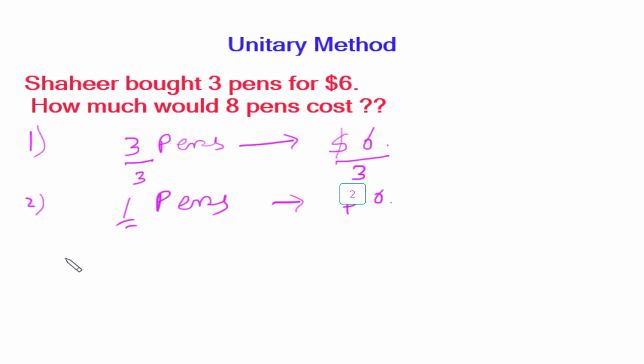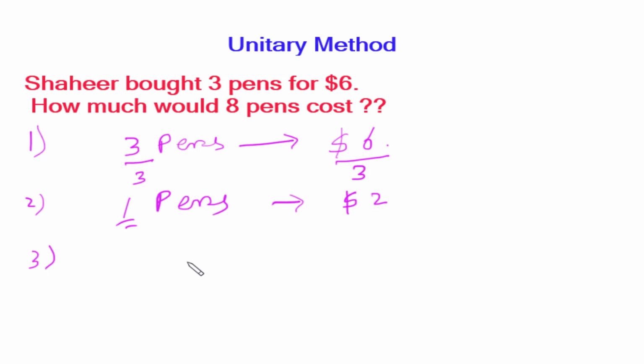Now the third step is that we have to scale up or down. Once we know the value of one unit, you can easily scale it up or down to find the value of multiple units. If you are given the value of one unit and asked about 5 units, simply multiply the value of one unit by 5 to find the value of 5 units. As in this case, we know that the cost of one pen is $2. We can scale it up to find the cost of 8 pens. To do this, we multiply the cost of one pen by the number of pens.